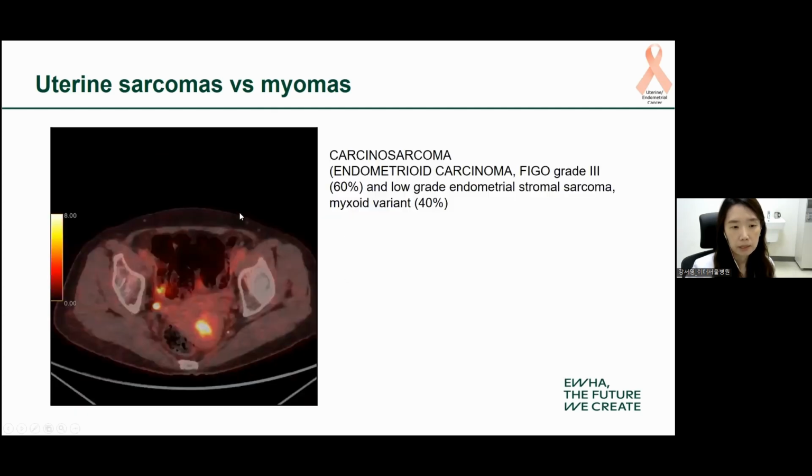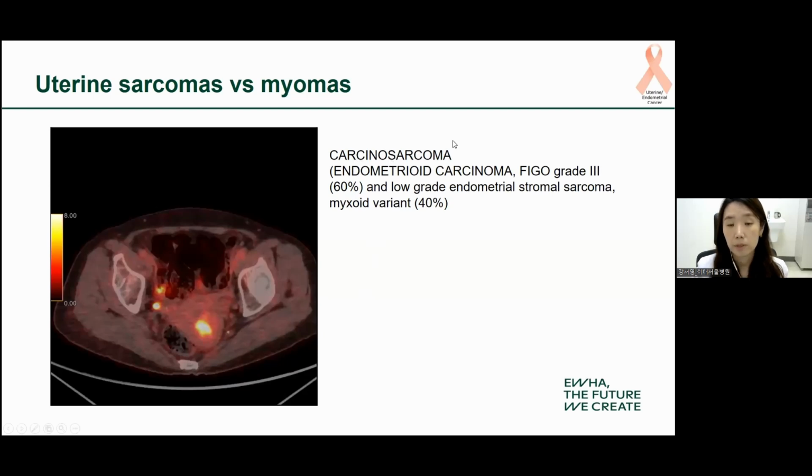Yeah, this case is another hypermetabolic lesion in the uterus. This patient has a hypermetabolic mass in the uterus, a single lesion. At first the clinician thought it was probably myomas, but FDG PET/CT showed a high uptake in the tumor. And the pathology finding was carcinosarcoma.